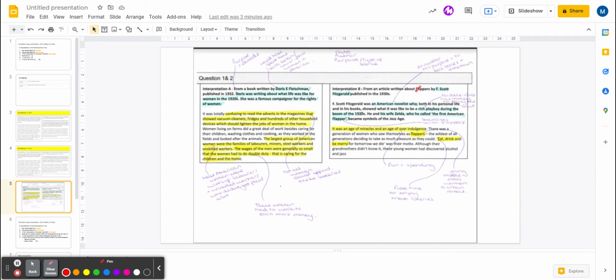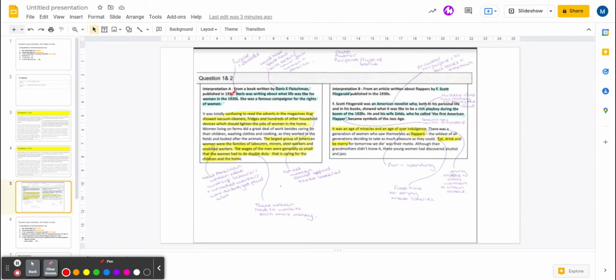Whereas for interpretation B, I've highlighted that this author is a novelist. So his purpose is to write and sell books and to entertain people. That might shape his opinion and views. I've also said that this is a man who is described as a rich playboy. So it shows that he's got money, he's middle class, and he's been able to enjoy this kind of lavish lifestyle in the boom. It also says that his wife Zelda was the first American flapper. So I've annotated that he's somebody that has been able to socialize and has spent a lot of time with flappers. So the content of the sources are very different.